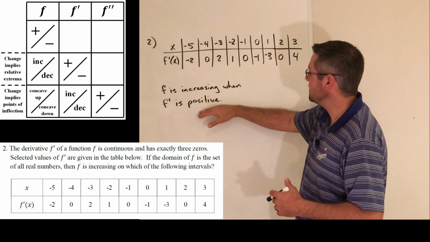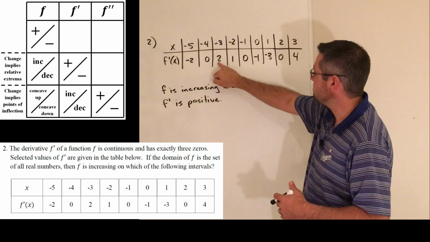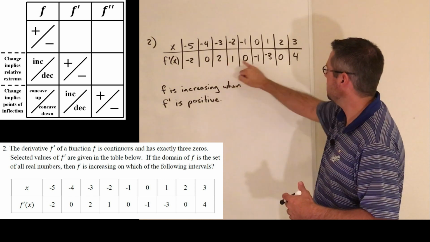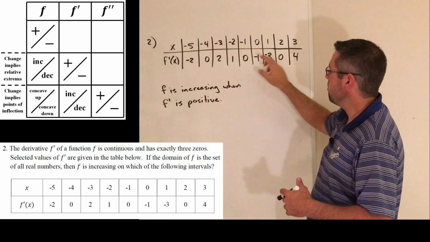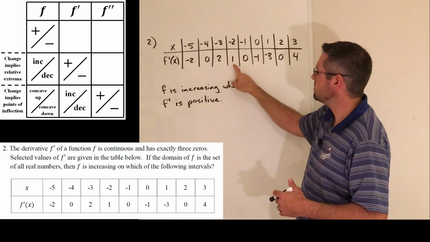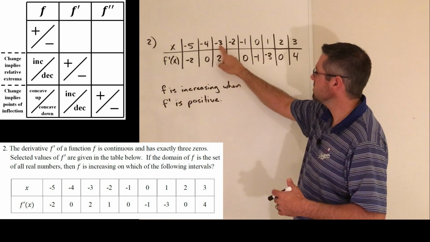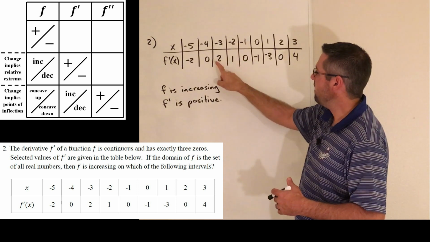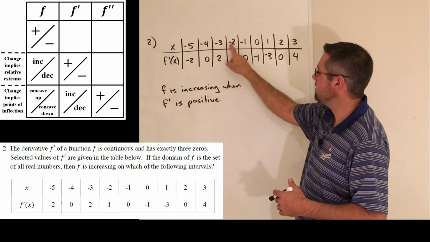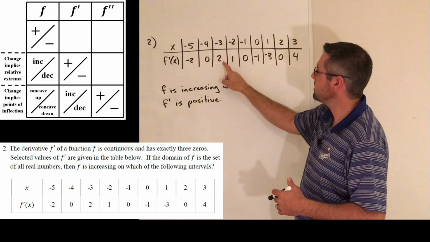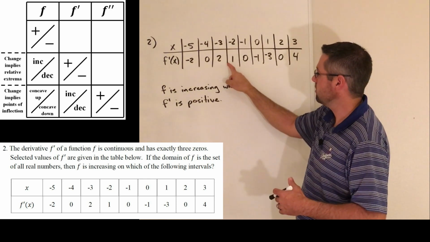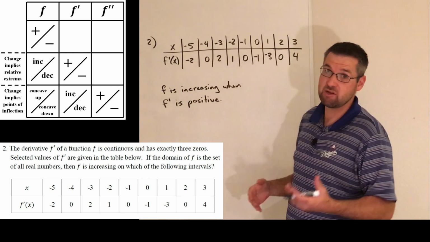We're looking for when f prime is positive. Well, we can see that f prime is positive here and here and here. But what's happening in between these points? What's happening in between x equals -3 and -2? Well, f prime is going to be positive in that interval, because if it was ever negative in between that interval, that would imply that f prime would have another 0.